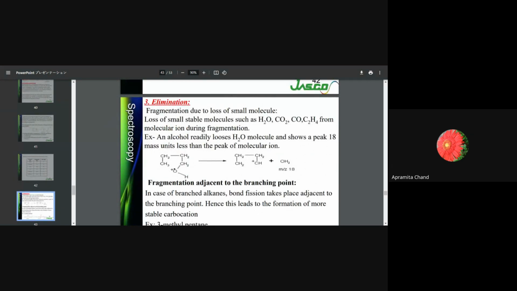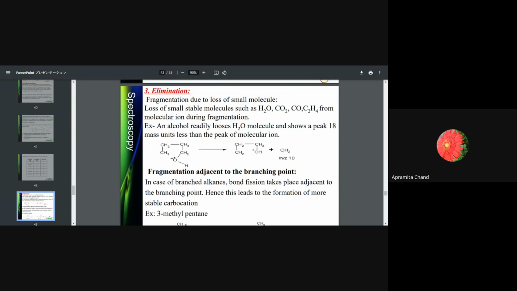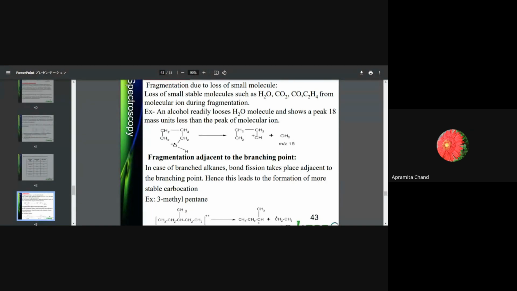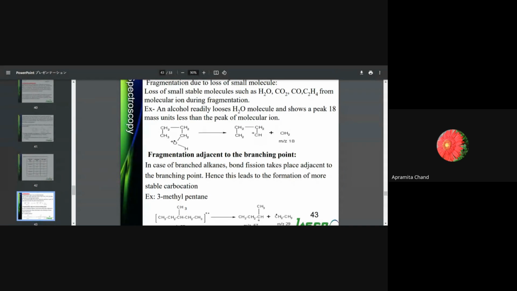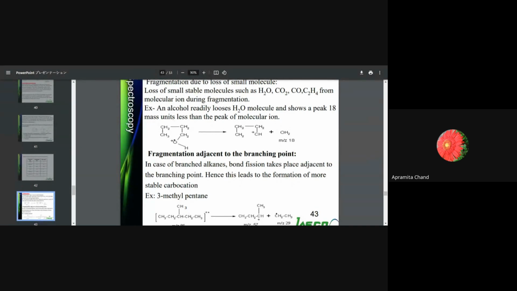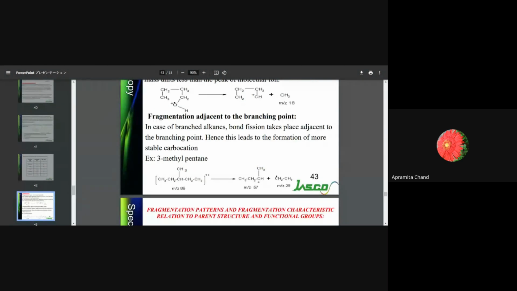Similarly, another fragmentation can obviously occur. This is the most common elimination. ठीक है. छोटे छोटे molecules, we have already discussed what kind of small molecules are there. You can lose water molecules, carbon dioxide, carbon monoxide, okay, and you can lose them from the molecular ion during fragmentation. The alcohol readily loses water molecules and shows a peak 18 mass units less than the peak of the molecular ion. So if we have an alcohol and we are getting a peak at 18, then you should know that the water molecule came out of the alcohol.